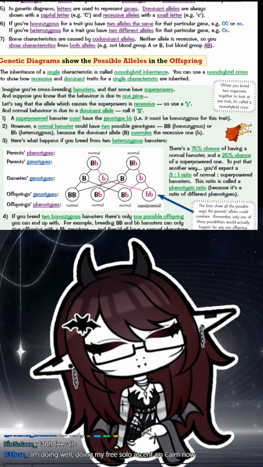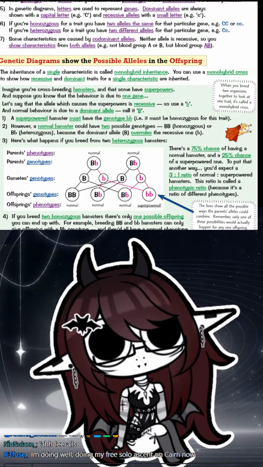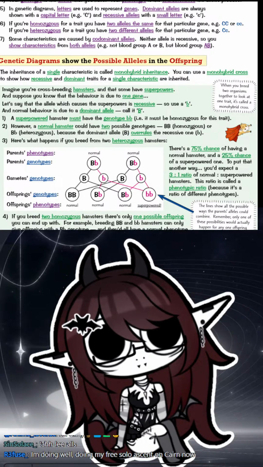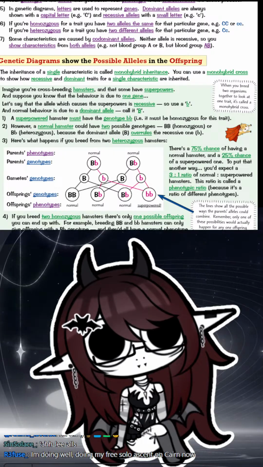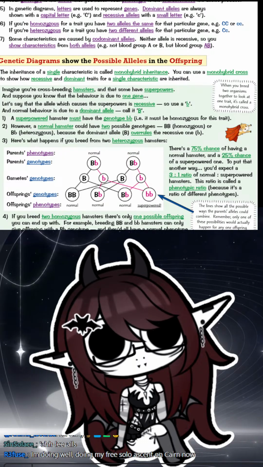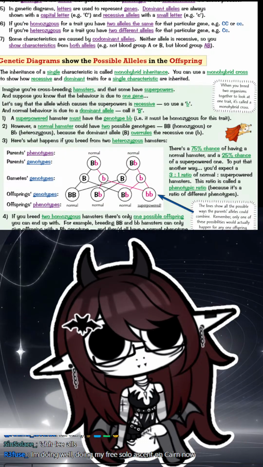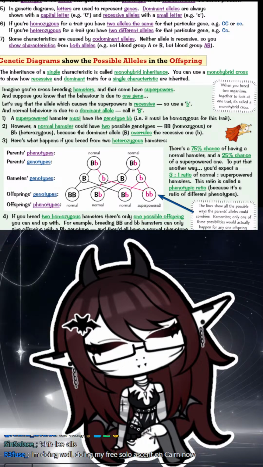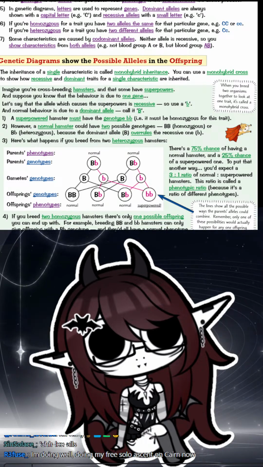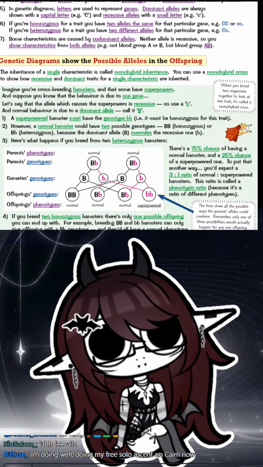If you're homozygous for a trait, you have two alleles the same for that particular gene. For example, capital C, capital C, or lowercase c, lowercase c. If you're heterozygous for a trait, you have two different alleles for the particular gene. For example, capital C, lowercase c. And the capital one, the dominant one, will always be the one that shows.